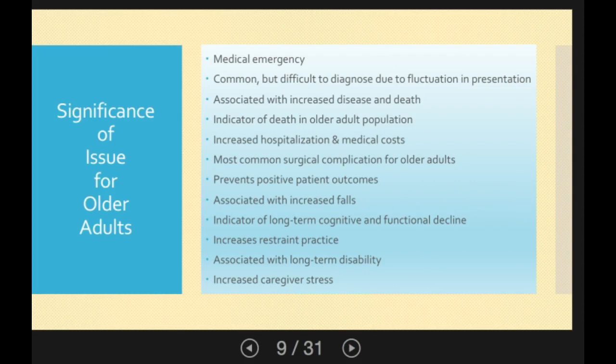So what is the significance of delirium in older adults? Delirium is important because it is extremely common in the hospitalized elderly. One third of all older adults over the age of 70 will experience delirium. Delirium is present in 10 to 15% of older adults admitted in the emergency department.